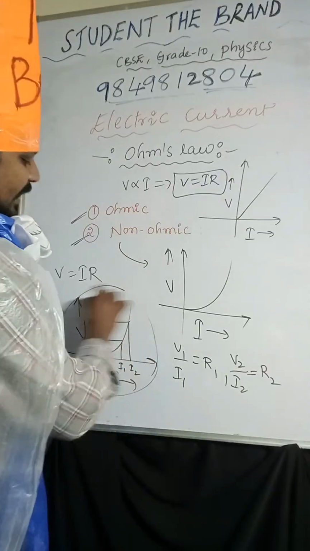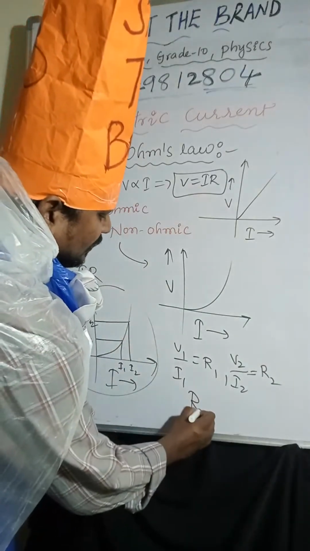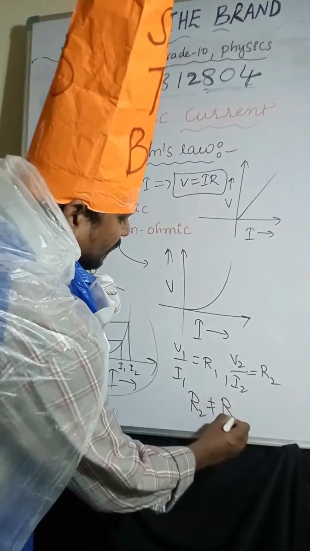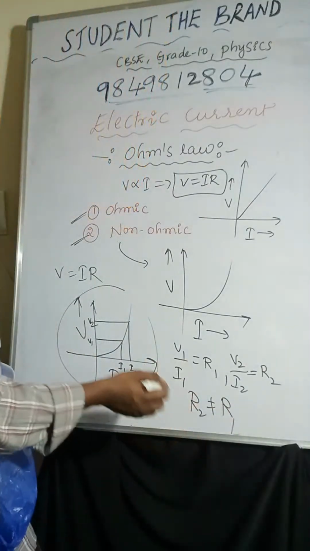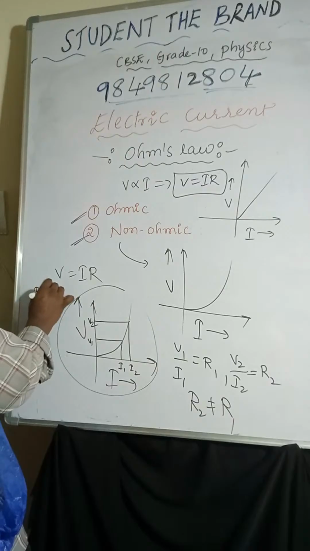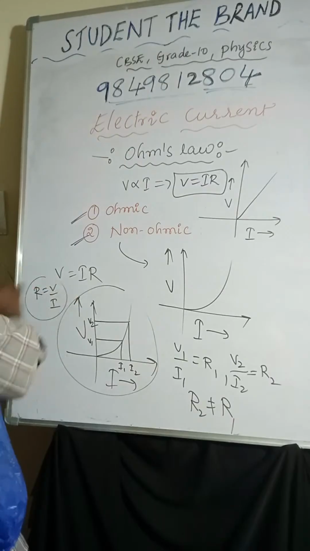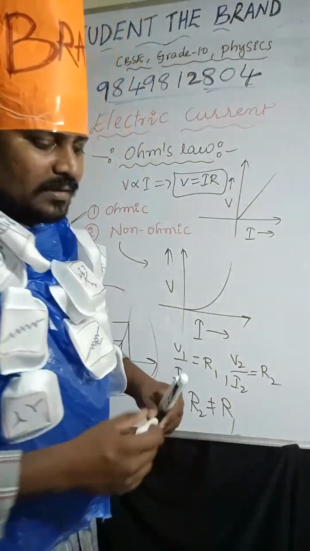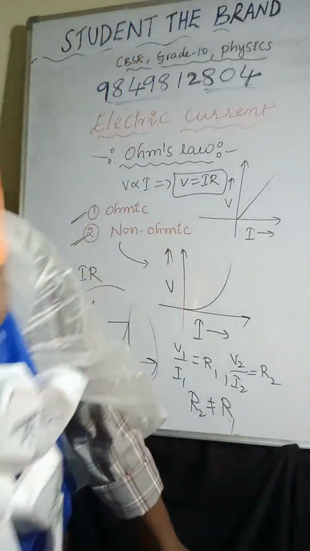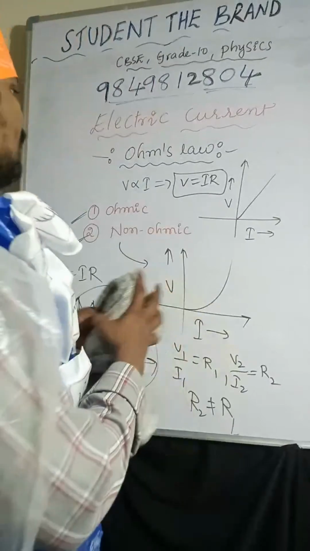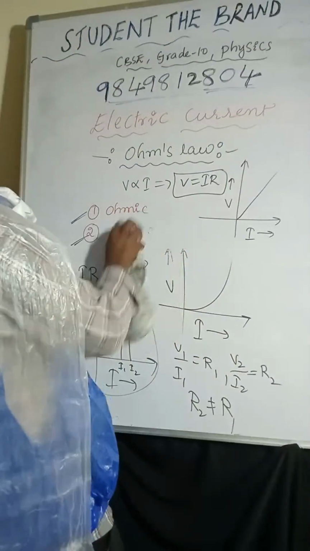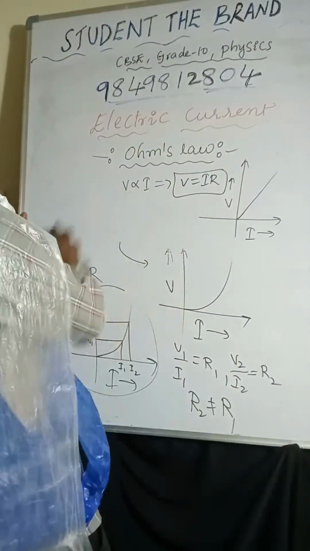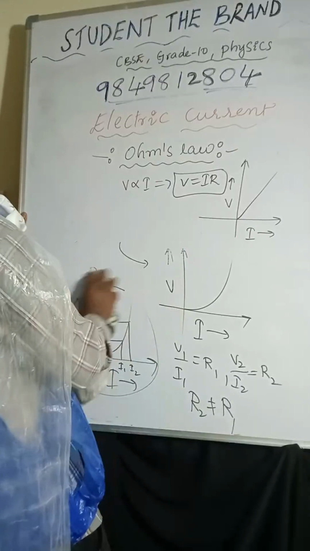So in this case, R2 is not equal to R1 because the slope is different. R equals V by I, right? So R2 is not equal to R1. Okay, so I hope it is very clear. Now electromotive force, EMF. Now we'll discuss electromotive force.